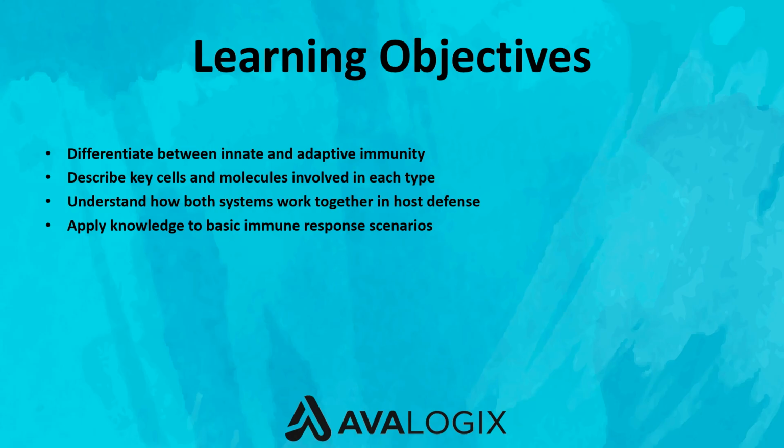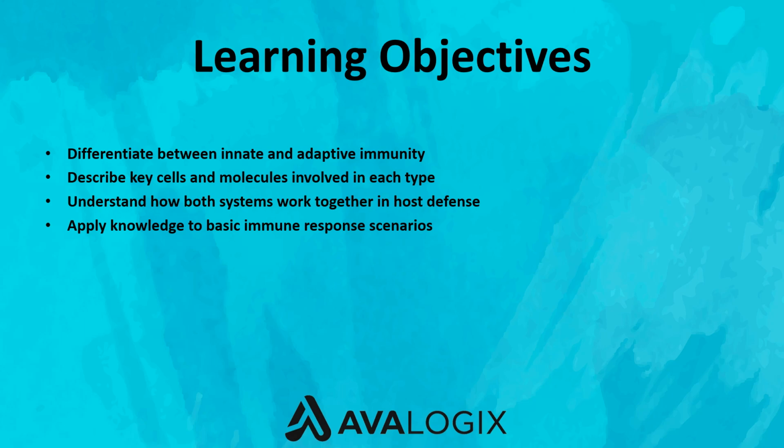Second, you'll get familiar with the key players in each system. We're talking about the major cells like neutrophils, macrophages, dendritic cells, T cells, B cells, and the molecules they use, such as cytokines, antibodies, and complement proteins. It's like learning the cast of characters in a very complex but fascinating immune drama.